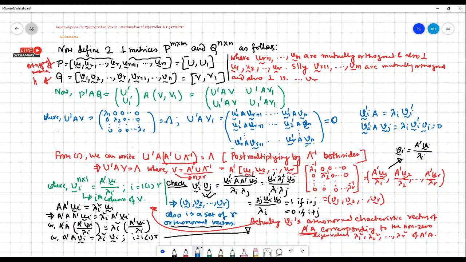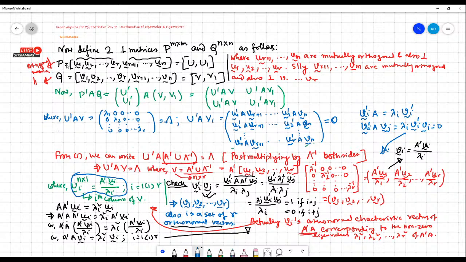Okay, so this is shown in this portion. You can check this. Okay, see that this is a V. You put this value V, then you get this result. Okay, and of course you use that P and Q are orthogonal matrices.